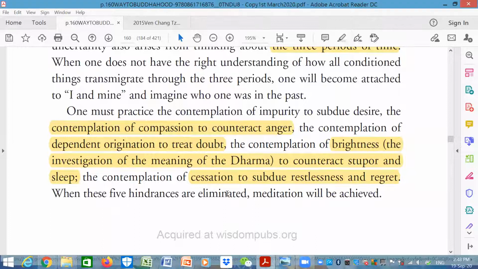Once your soul is able to go out, then you can enjoy. They call it, how to say, you are able to have a life as long as the heaven and the ground. That is what they claim. Eternal life. Then the last one is the cessation, to subdue restlessness and regret. So they will use the contemplation of cessation. Class, the cessation, meaning to say you contemplate your death.